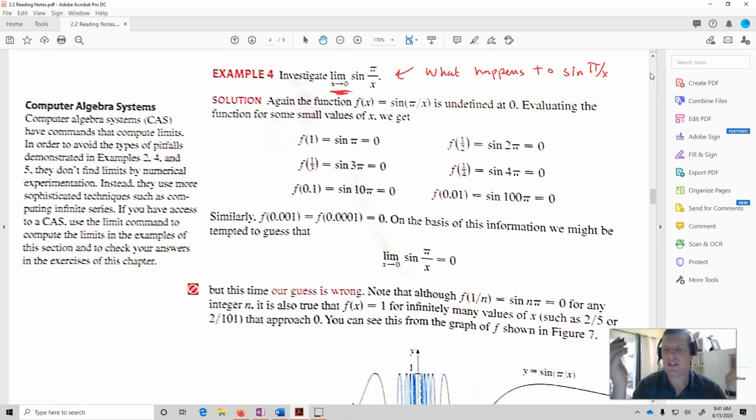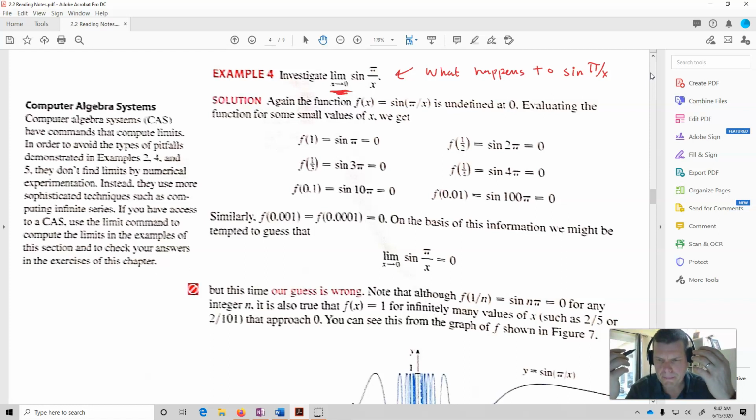So he now says, okay, solution. All right, great. You're going to tell me. Again, the function f of x equals sine pi over x is undefined at 0. All right, I can definitely see that at 0, we have pi over 0. That's undefined. Evaluating the function for some small values of x.